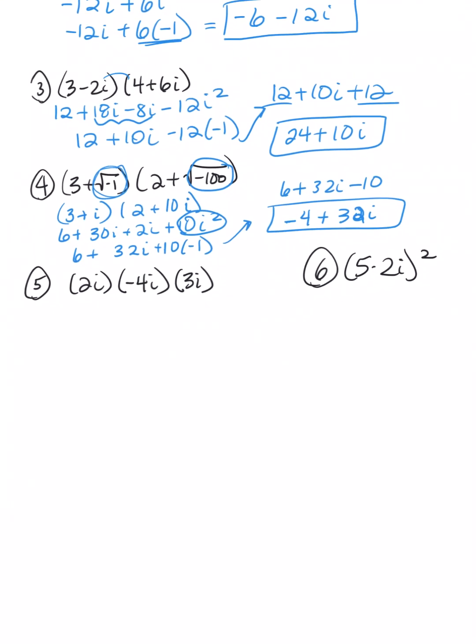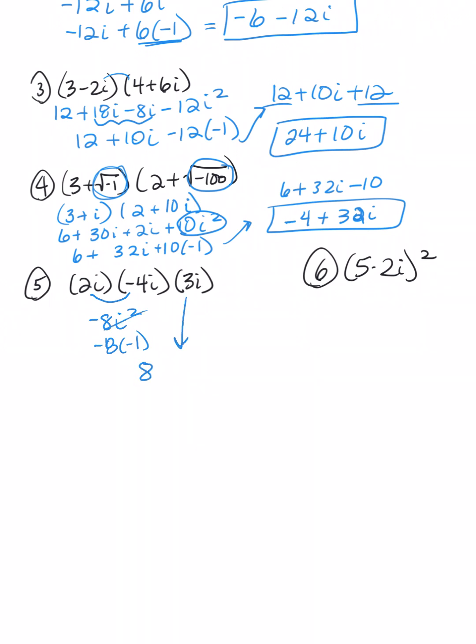Let's look at number 5. Now, when you got something like this, just take them 2 at a time. Don't stress out, just 2 at a time. So first 2, if I get -8i squared, well, that's -8 times -1, right? So let's make that just 8. And then I multiply that by 3i, that gives me 24i.